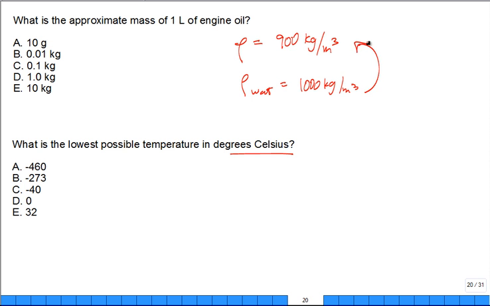Are they close enough to each other? Close enough to each other. So what answer do you get for the first one? A, B, C, D? Which one? D. And then what is the lowest possible temperature in degrees C? Which one? Very good.